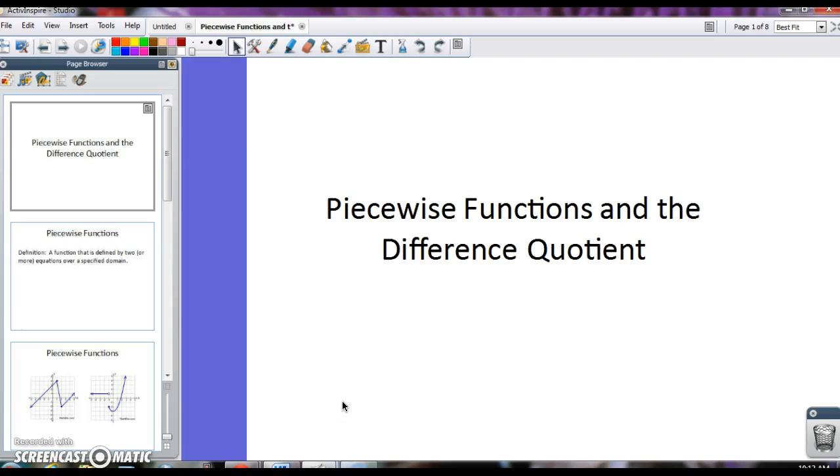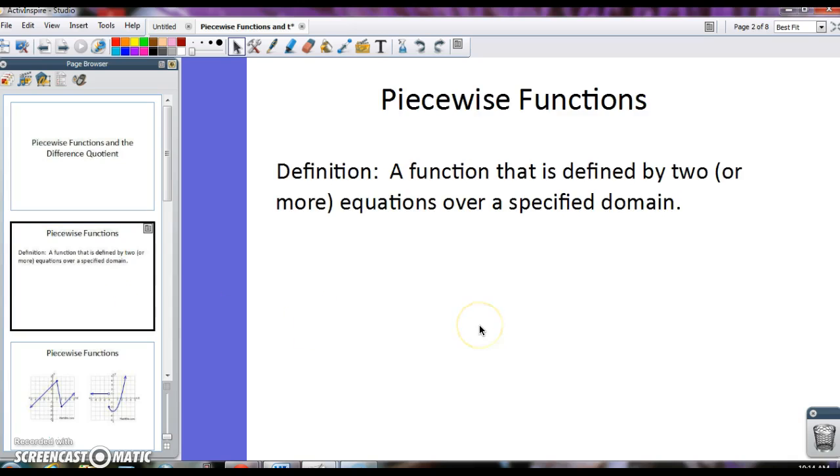Hi folks, today we're going to talk about piecewise functions and the difference quotient. We'll jump right into it with piecewise functions.